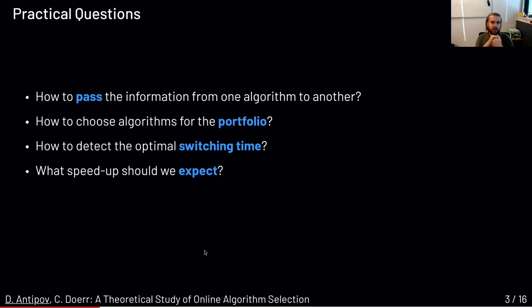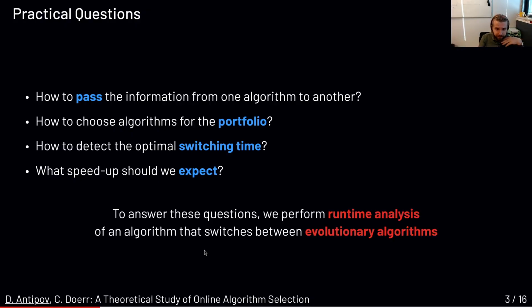So this is a simple idea of how to switch between algorithms, but when it comes to implementation of this idea, there are many questions which arise. For example, how do we pass information of what the first algorithm found to the second algorithm to initialize it with? How should we choose the algorithms for our portfolio between which we can switch? How can we detect an optimal switching time, and what should we expect from this technique? Does it even make sense? Does it give some reasonable speed up?